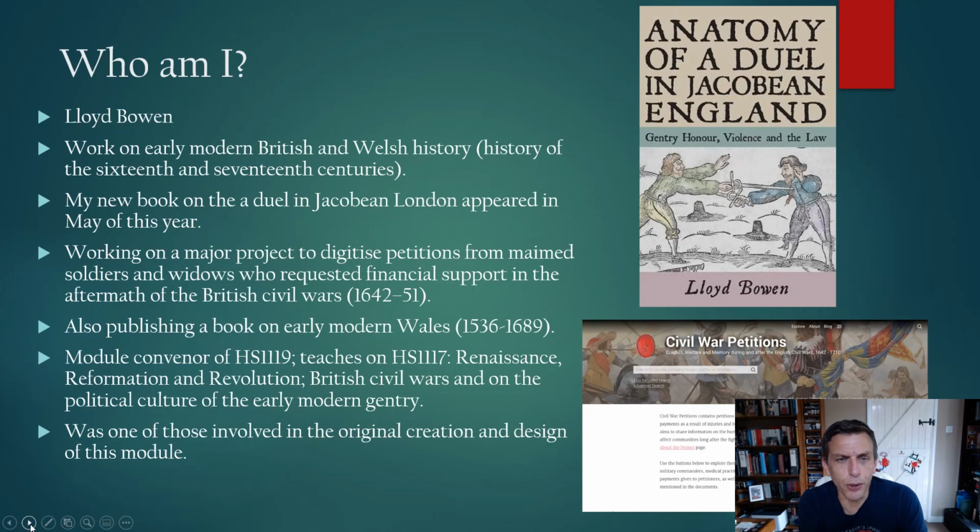I also work on a major project, which is just below the cover of the book there, to digitize petitions from maimed soldiers and widows who requested financial support from the authorities in the aftermath of the British Civil Wars of the mid-17th century. This website gathers together all of those petitions from right across the country, digitizes them, makes them searchable, and provides transcripts. Have a look if you like.